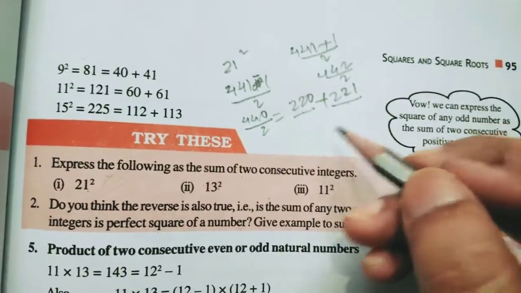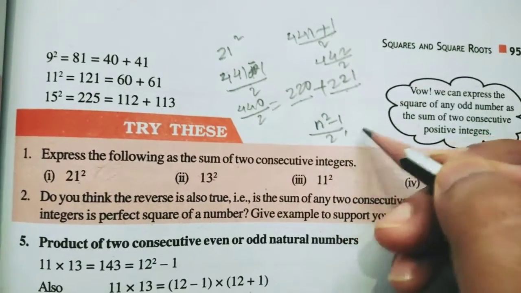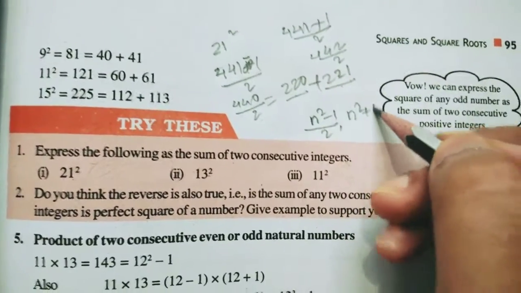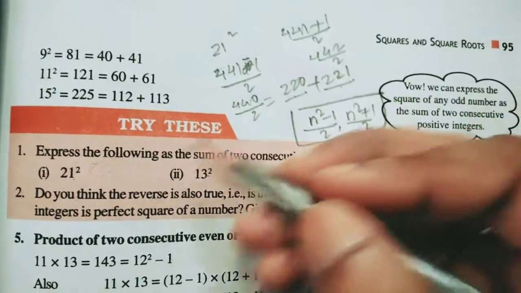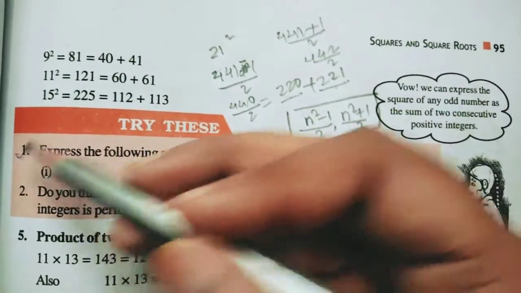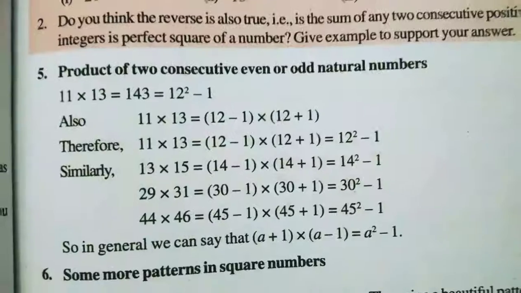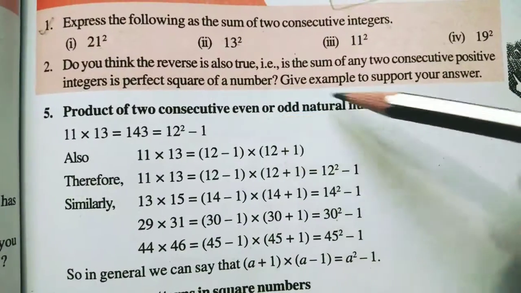Okay, the main formula, always remember: n square minus 1 by 2, and the second one, n square plus 1 by 2. This is the main formula to break any square number into consecutive natural numbers. So this also you do by your own. Understood?